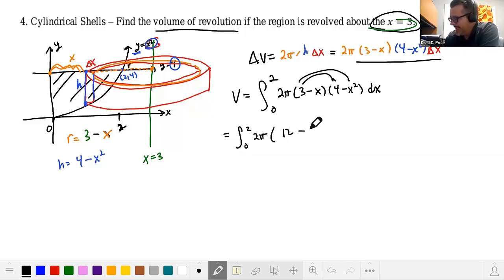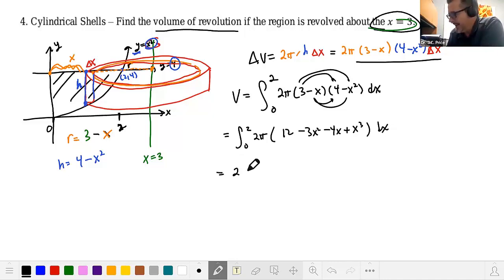This is then a minus 3x squared, and then a minus 4x, and then a minus would be a plus x cubed, and then all dx. So the good news is you don't have to combine like terms because there are no like terms. And so now we can integrate here.